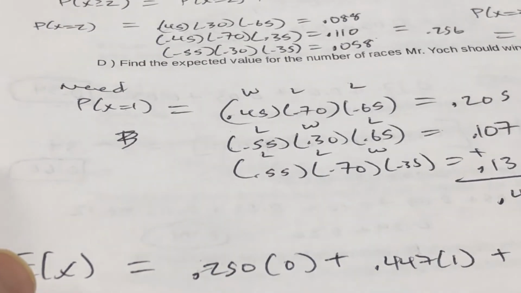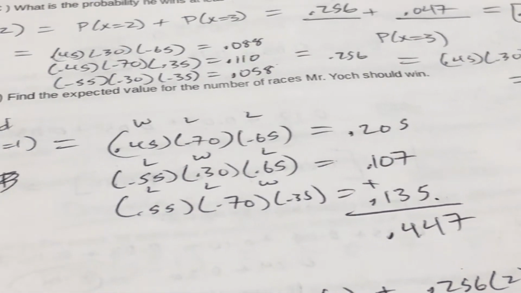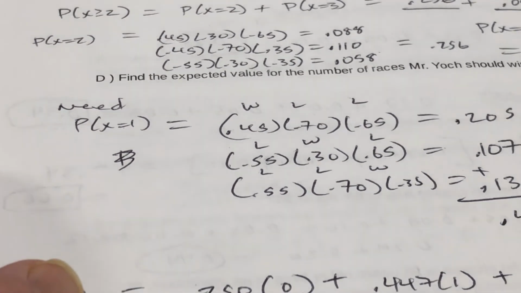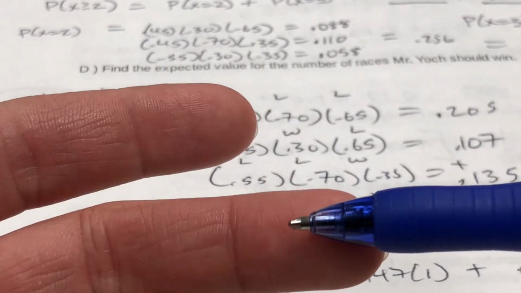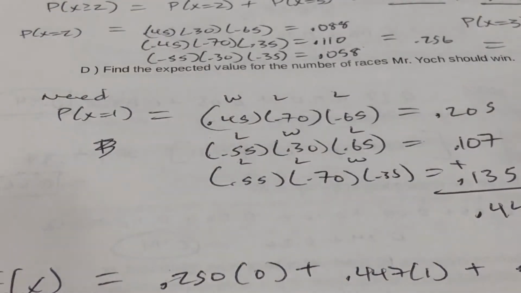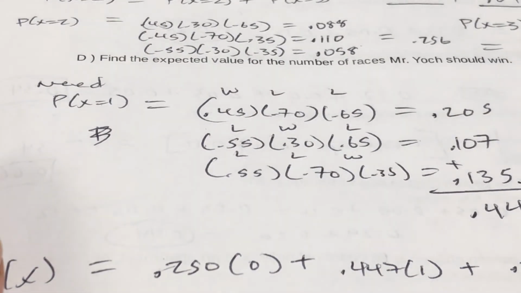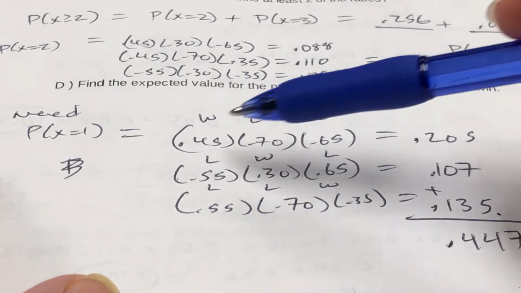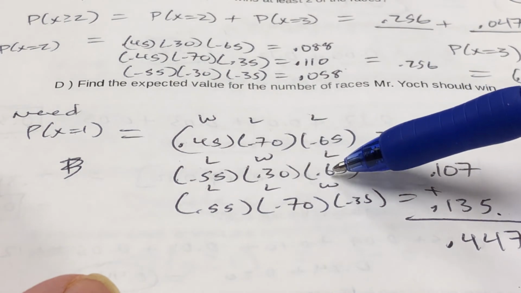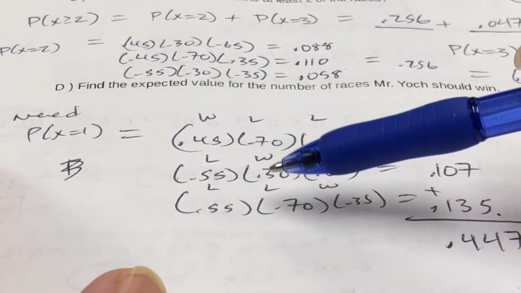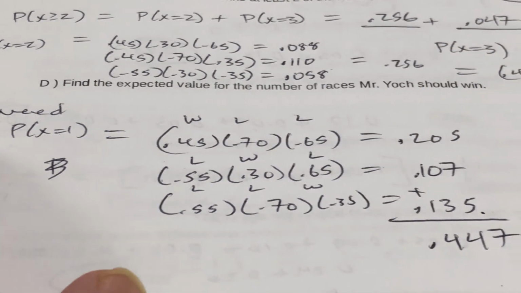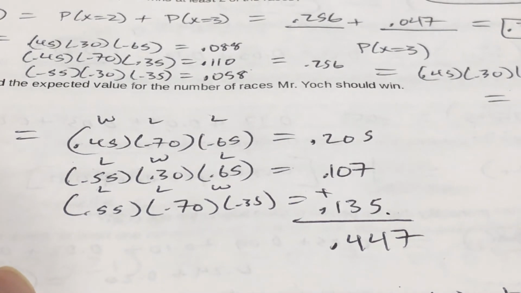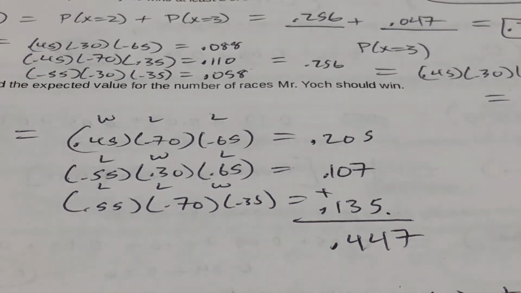Find the expected value for the number of races Mr. Yak should win. So expected value, you need the probability of winning 0, 1, 2, and 3. And I have 0, 2, and 3. I need the probability of winning exactly 1. And here it is. This is winning, not winning, not winning. Not winning, winning, not winning, and then not winning, not winning, winning. Multiply and add. Probability of winning exactly 1 race is 0.447.